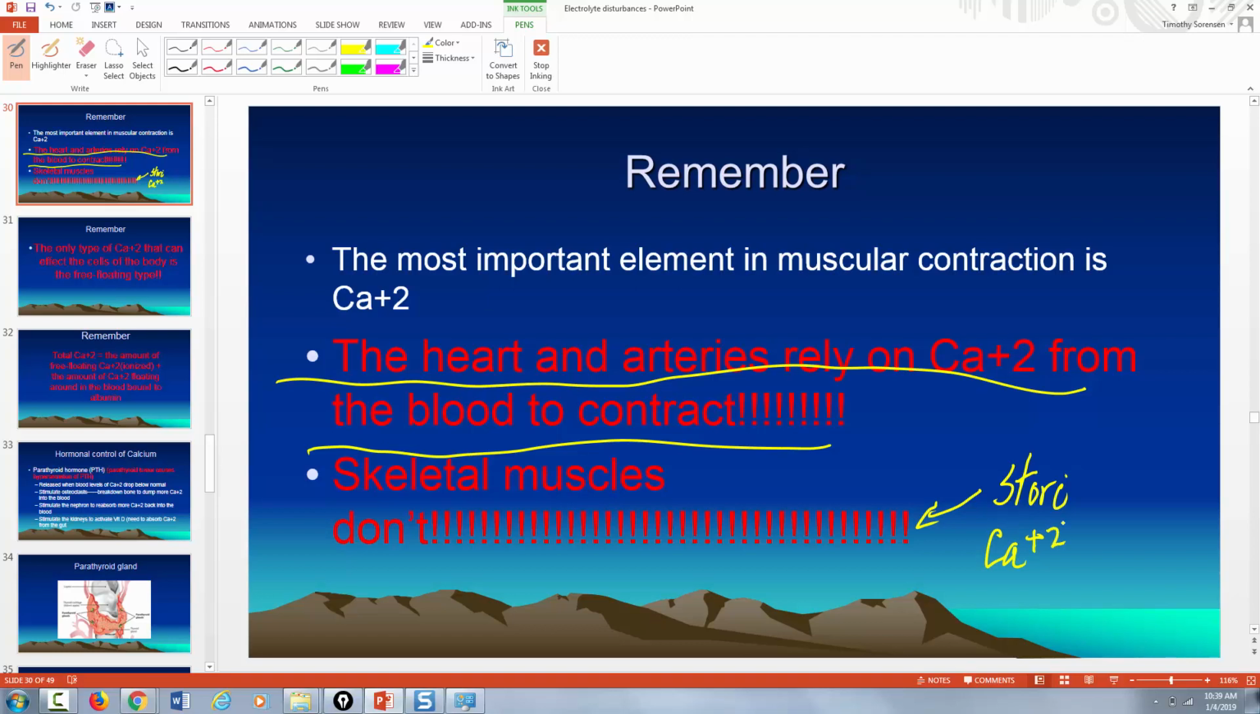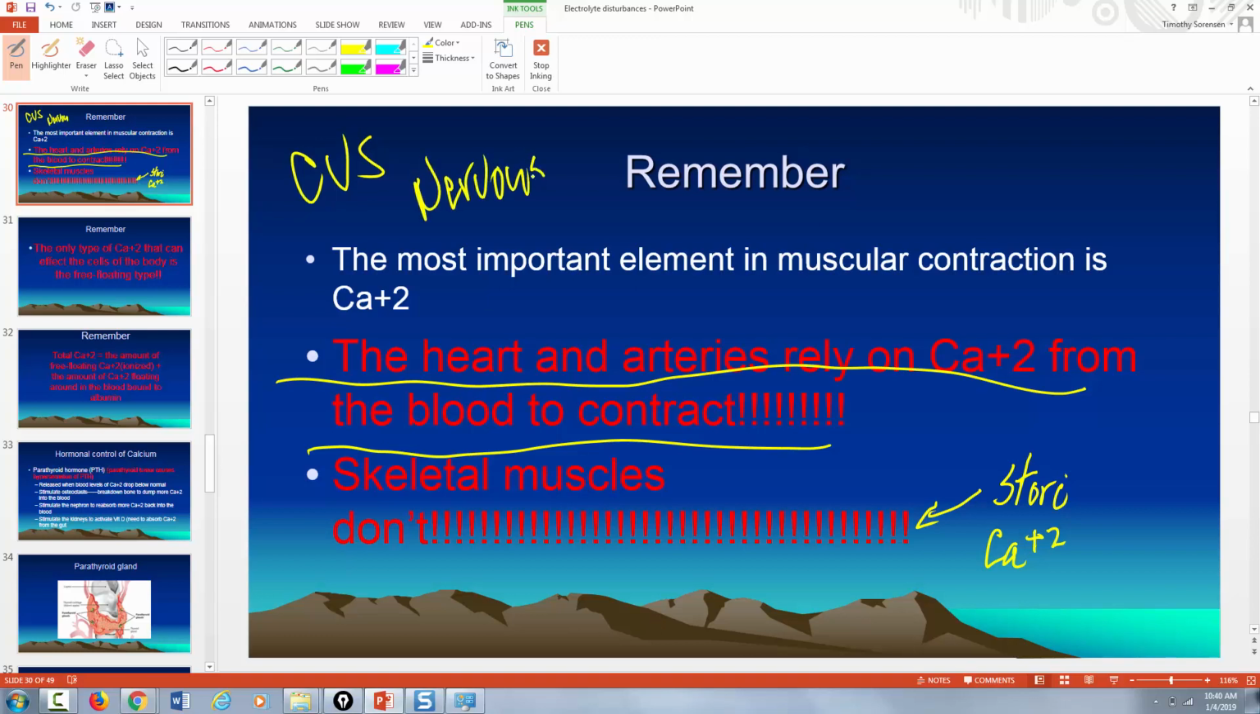So where do skeletal muscles get their calcium to contract? From inside. So blood levels of calcium do not affect skeletal muscles directly. They affect the nerves that stimulate skeletal muscles, but they don't affect the calcium that's stored in skeletal muscle. So when you think about calcium, just like you thought about potassium, you think two systems. You think the cardiovascular system and you think the nervous system.